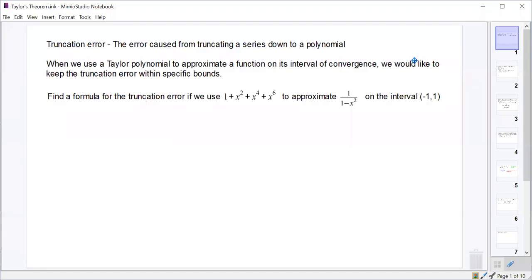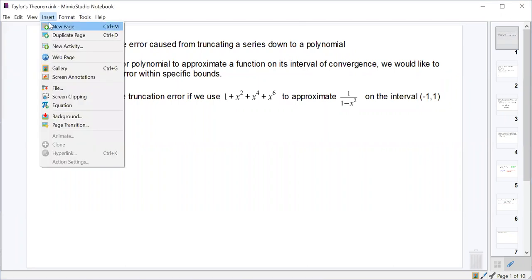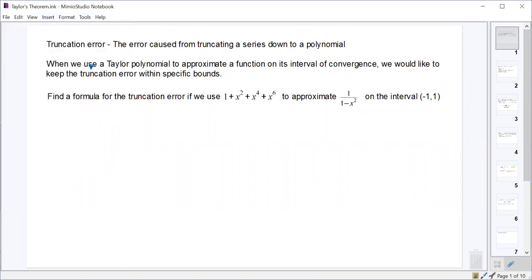All right, so we can talk about, like I was just saying, the truncation error. That's the error, or the remainder, that we get when we truncate our series down to a polynomial, right? If we take our Taylor series, or it doesn't have to be a Taylor series, it could be any series for that matter, and turn it into a polynomial.